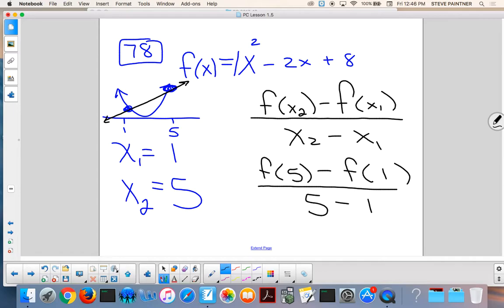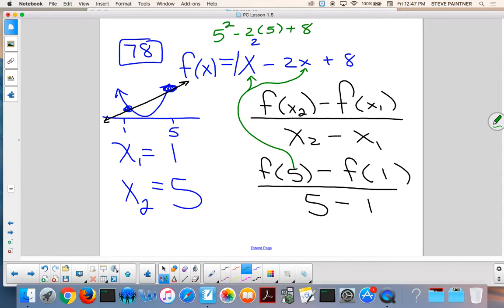So the bottom is simple. It's the top that gives you problems. f of 5 is right here. Put it in: 5 squared, take away 2 times 5, which is 10, plus 8.